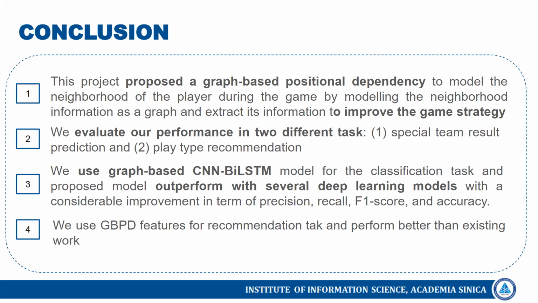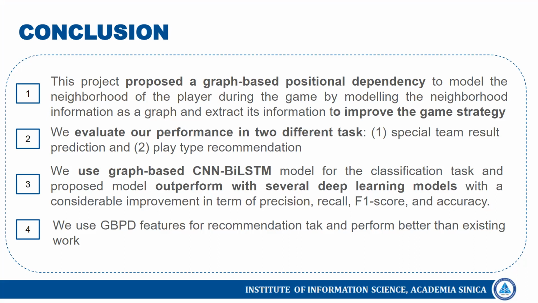And the conclusion of our final project is, first, this project proposed a graph-based positional dependency to model the neighborhood of the player in the game, by modeling the neighborhood information as a graph and extracting its information to improve the game strategy. And second, we evaluate our performance in two different tasks. First, special team result prediction and the play type recommendation.